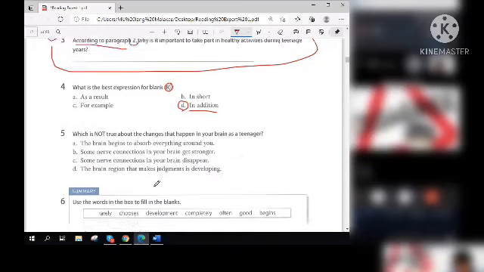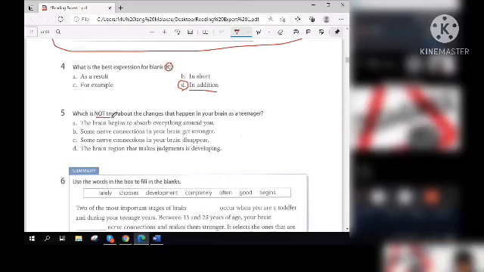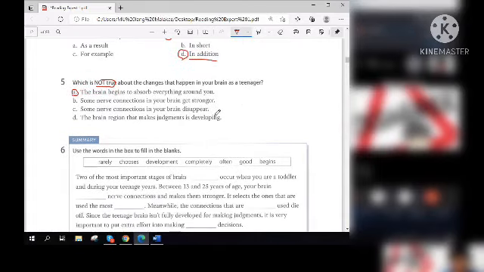Next one, number 5. Remember, which is not true about the changes. A. The brain begins to observe everything around you. Okay, very good. It is letter A. So, contrary to popular belief, it doesn't really happen all the time.